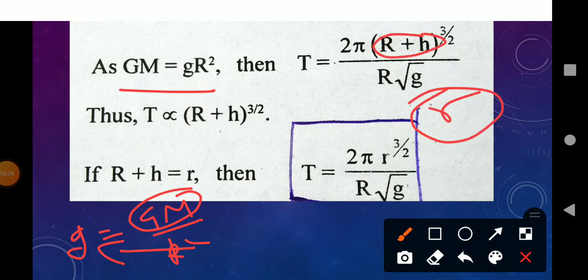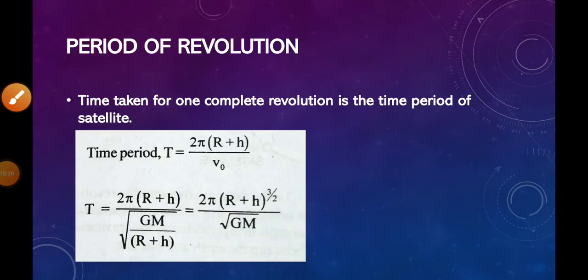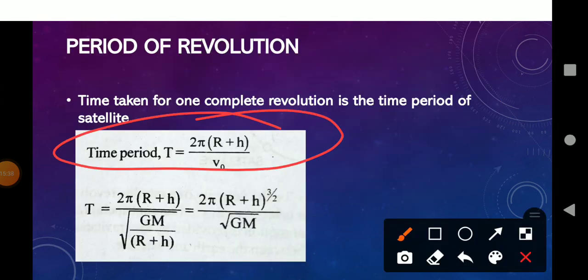Okay, so the equation will be T equals 2πr^(3/2) divided by √g r. Don't worry, you only need to study this equation and you can derive easily from it according to a question. So T equals 2π(r + h) by v₀. And also remember what v₀ is: it is the velocity of the satellite, given by √(GM/(r + h)).